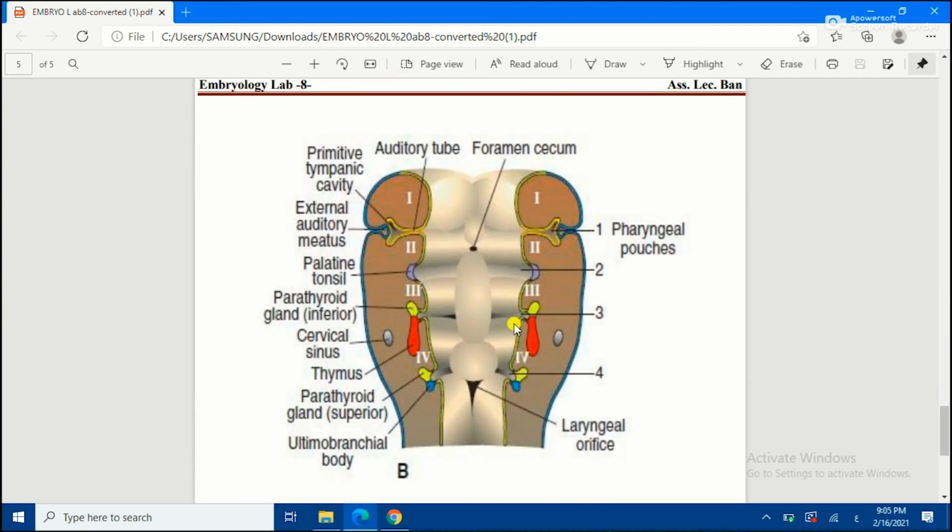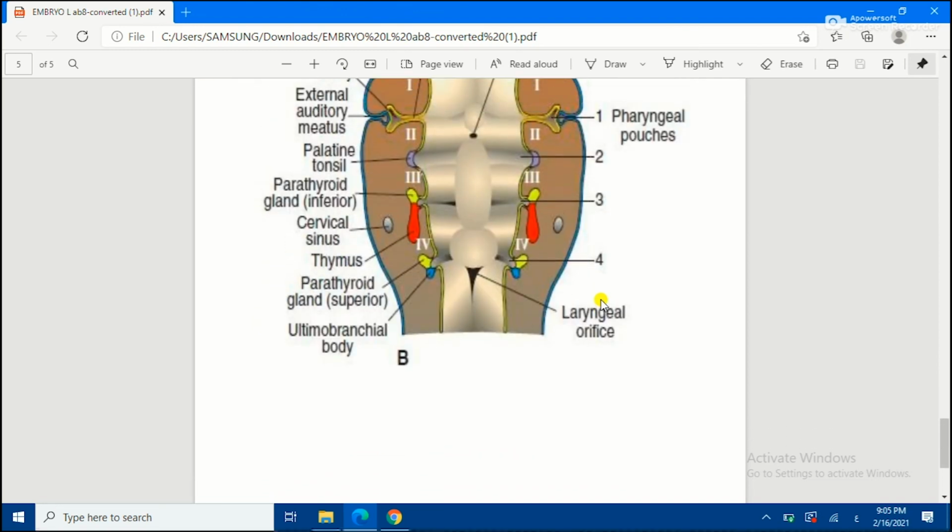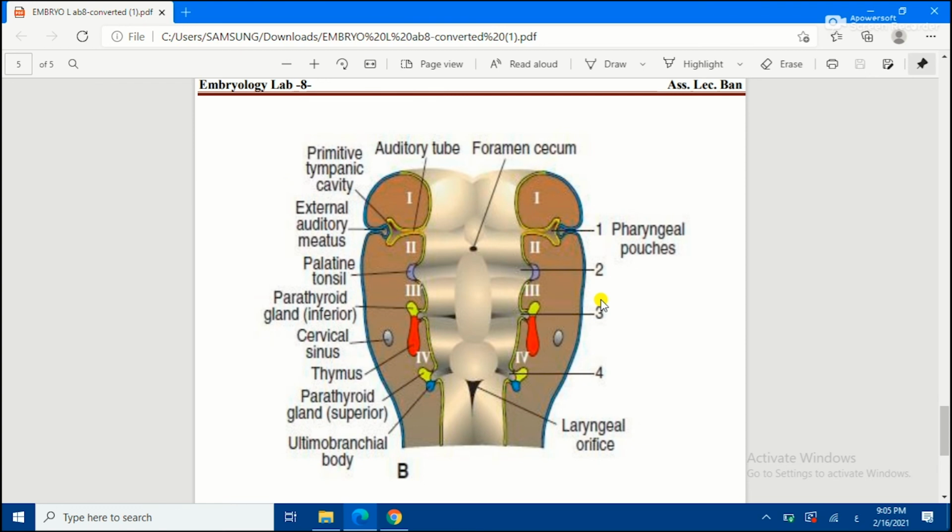This one also shows you each arch, cleft, and pouch and the structures they can form: cleft number 1, the auditory tube, primitive tympanic cavity, and also the external auditory meatus. Okay, palatine tonsil by pouch number 2, parathyroid gland by number 3, thymus also, and the superior parathyroid gland by the 4th one. So these are some figures or pictures showing you an imaginary picture of the pharyngeal arch.